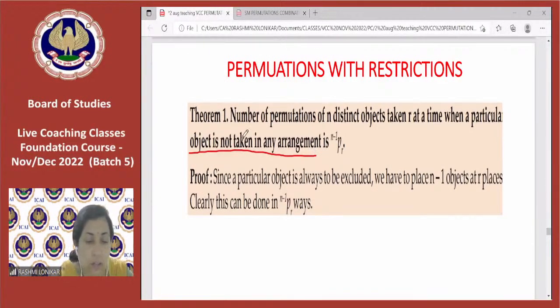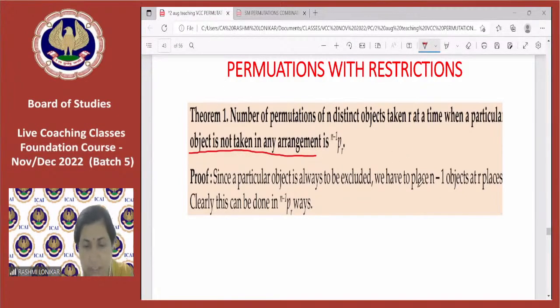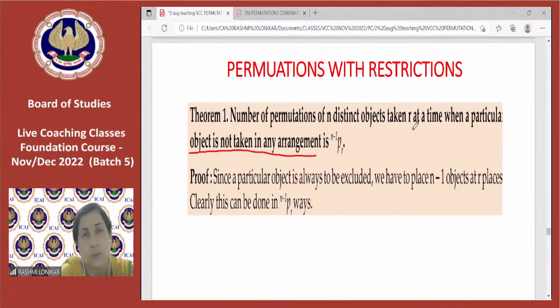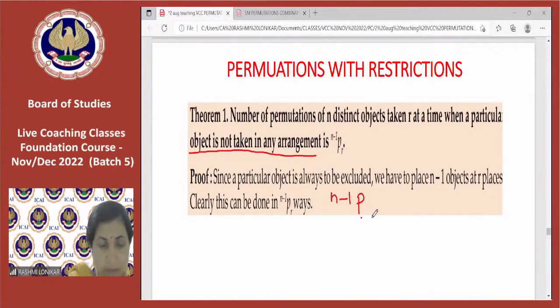Okay. So since a particular object is always to be excluded, we will place N minus 1. So instead of N, I had, say, suppose 5 balloons. And I'm saying, no, that yellow balloon, I'm going to keep it for myself. So what will happen? Everybody else will have to choose from the remaining balloons, isn't it? So how do I do that? I will write it as (N minus 1) P R. Okay. Why? Because from the superset, I have taken out 1. So what remains is N minus 1.